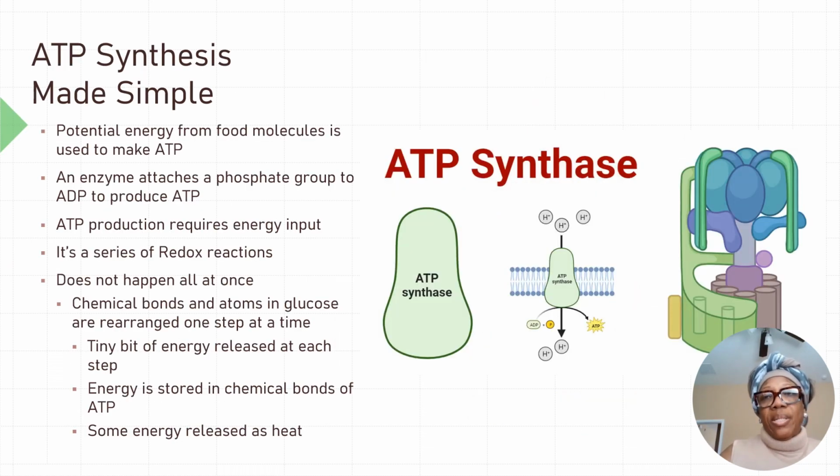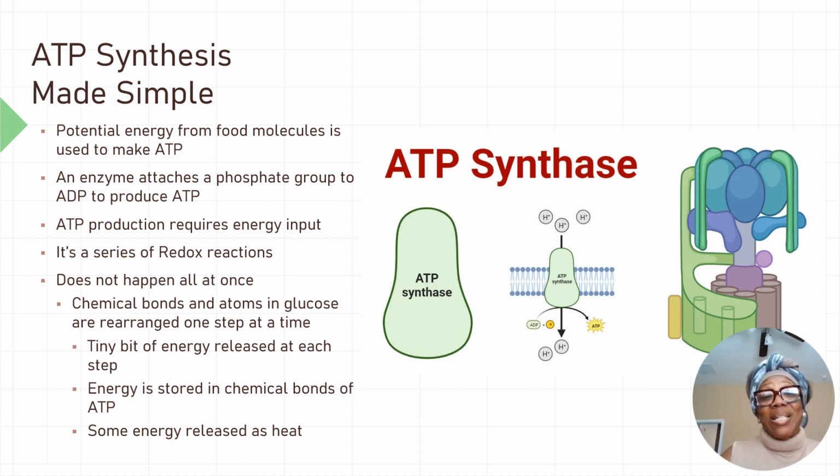So whenever we see the word synthesis, it just means to make something or produce something. So here we're going to just talk briefly about ATP synthesis. Also note ATP synthase to the right, that little molecule. And remember, whenever we see ASE on the end of something, we know that it is an enzyme, so it is something that's driving the reaction forward. So potential energy from food molecules is used to make ATP. Remember that energy is stored in the bonds of those molecules. An enzyme is going to attach a phosphate group to ADP at the active site to produce ATP.